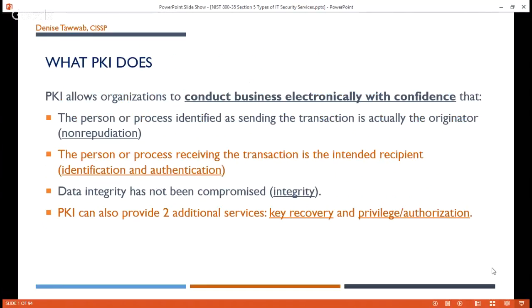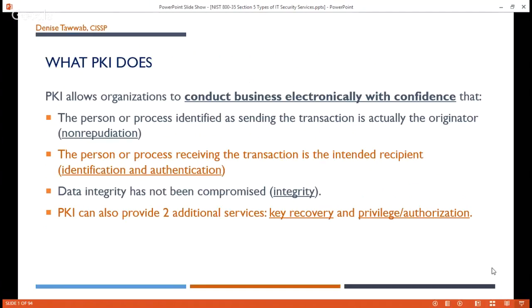PKI allows your organization to conduct business electronically with confidence that the person or process identified as sending the transaction is actually the originator. That's called non-repudiation. That the person or the process receiving the transaction is the intended recipient. That's identification and authentication. And that data integrity has not been compromised. That is integrity. PKI can also provide two additional services: key recovery, K-E-Y recovery, and privilege authorization.